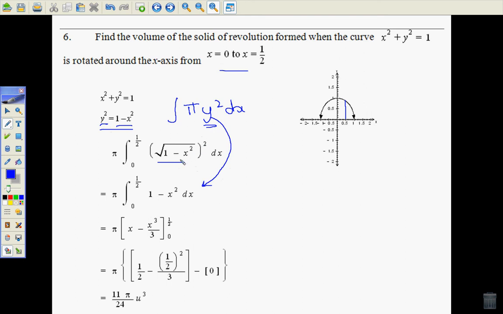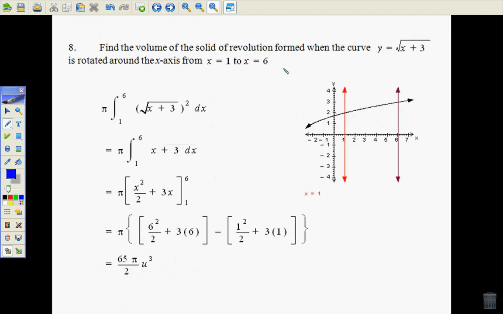I'd prefer not to do it the other way, just saying because we've seen people try to get the square root and then square it again, taking up time and effort that they don't really need to, but also then getting it wrong. So you've already got a function in y squared, substitute that in. Y squared is 1 minus x squared, and just integrate it and do as we've done before. So just be wary of something like that.